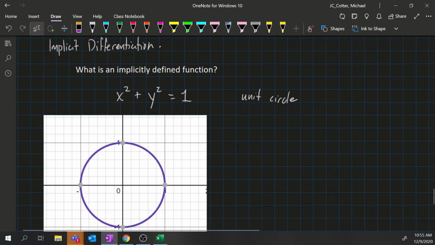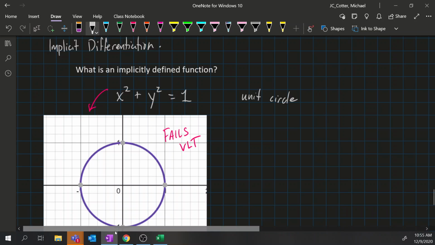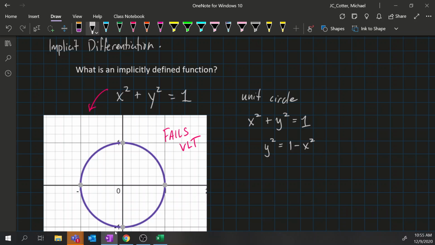Okay, now in the traditional sense, this thing is not a function, right? It fails the vertical line test. But there's two functions that are implicitly defined, meaning that they're hidden inside of here, okay? And we can find those two functions by solving for y. So I subtract x squared, and then I get y equals plus or minus the square root of 1 minus x squared.